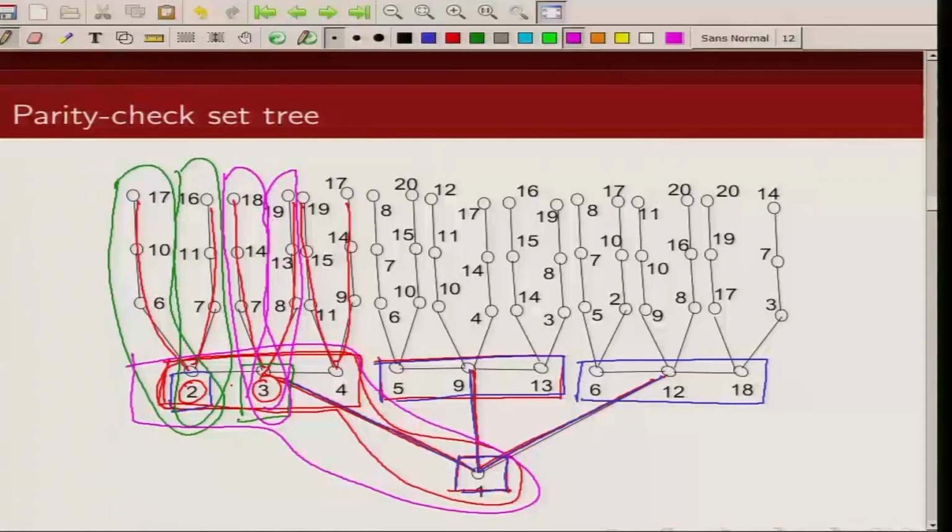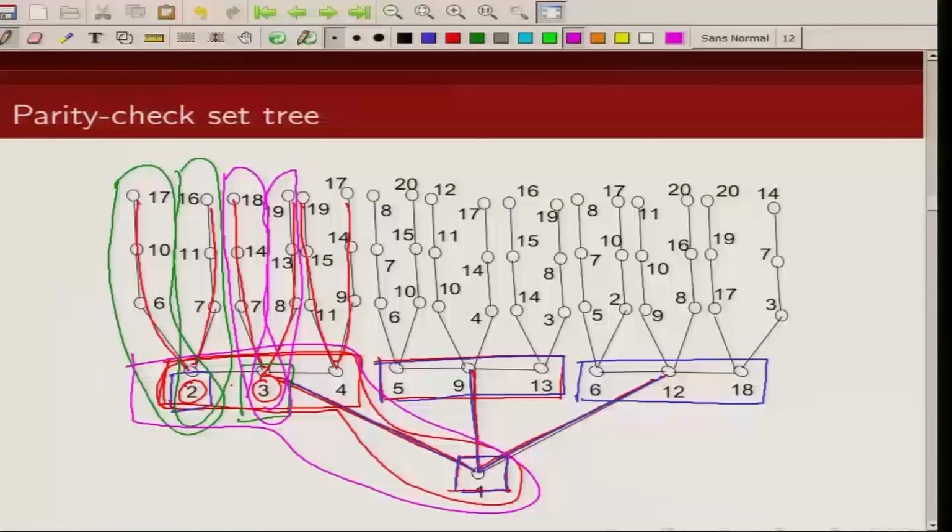Okay. So we are basically connecting by edges all these parity check sets. So that's how we are representing the parity check set tree. Now we can do this with other bits as well. For example, instead of making it 1, I can make this 2 and construct a tree around this node 2. Same procedure.